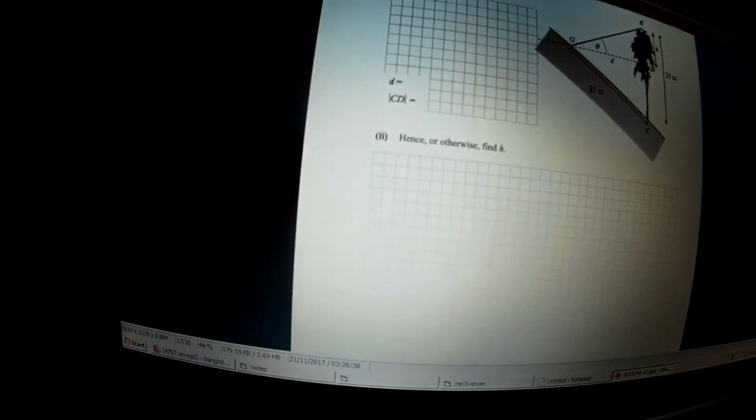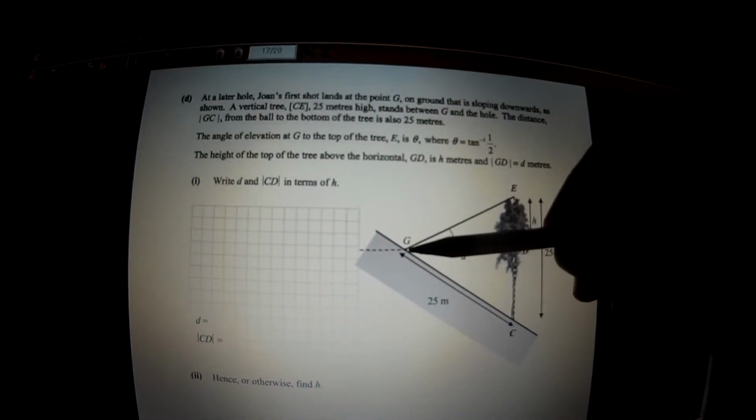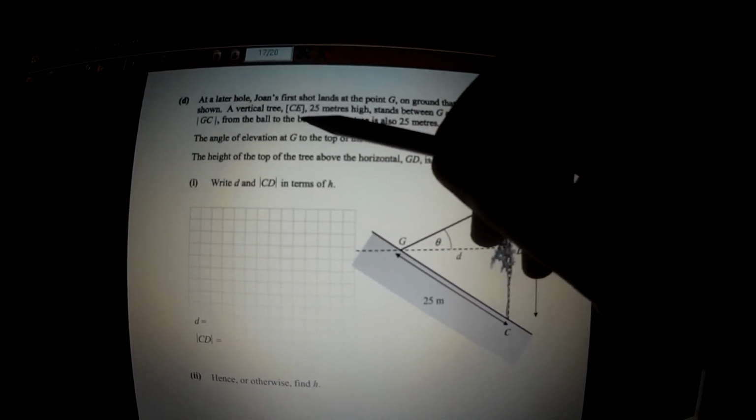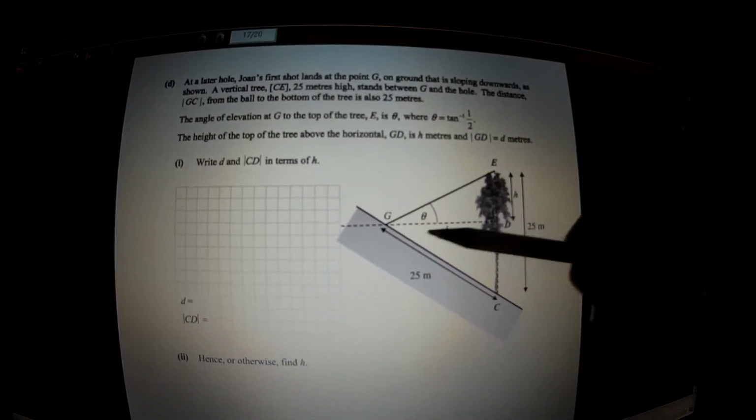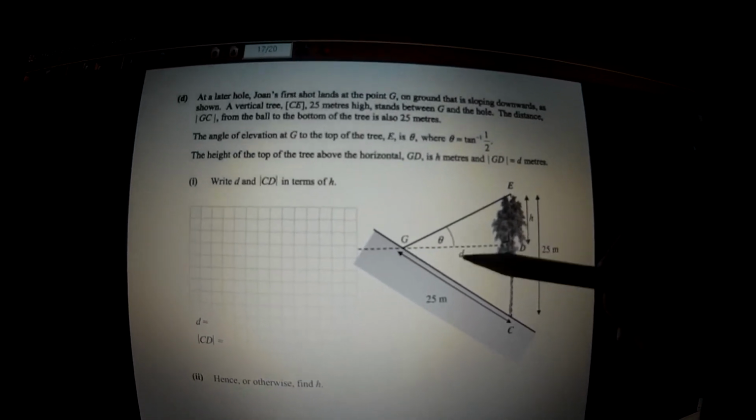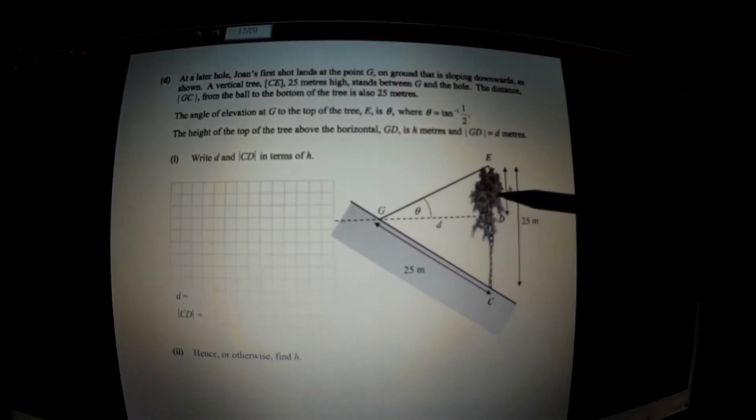Then the last bit. At a later hole, Jones' first shot lands at point G on the ground that is sloping downwards. So that's the ground. So it's on a hill. As shown, a vertical tree. There's a tree there, 25 meters high, so that's 25 in total, stands between G and the hole. The distance GC is also 25, and that's 25 there.